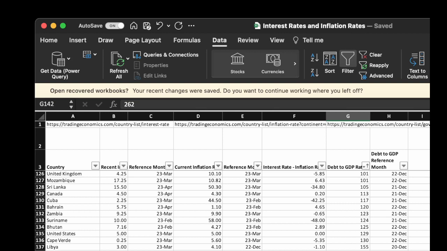Now for the highest debt to GDP ratio, again you have United States at 129, Cape Verde at 130, Libya at 155, Singapore at 160, Lebanon at 172, Sudan at 182, Venezuela at 241, and then Japan is the highest at 262.